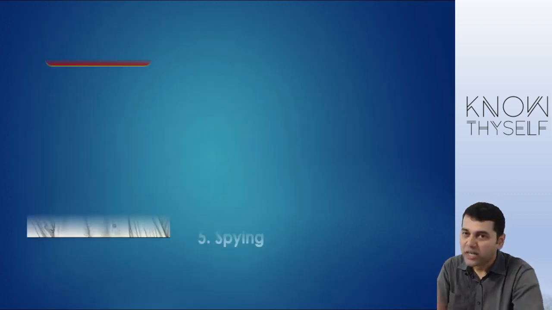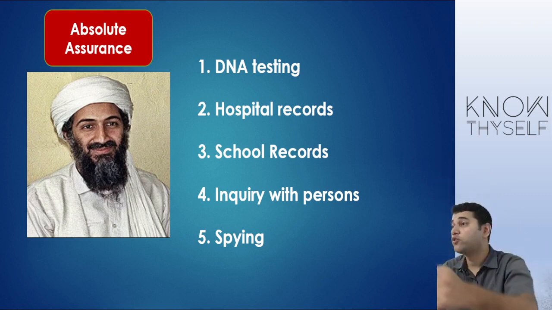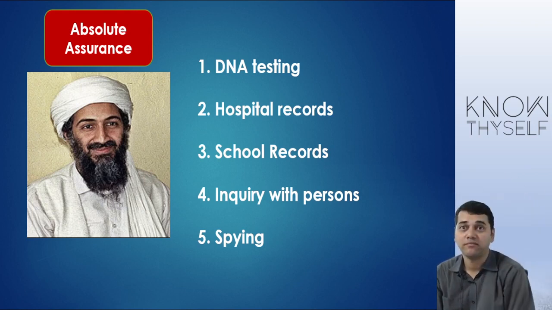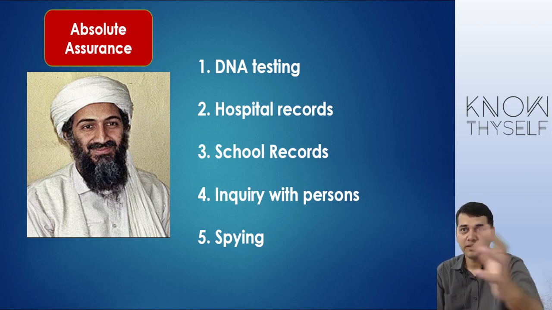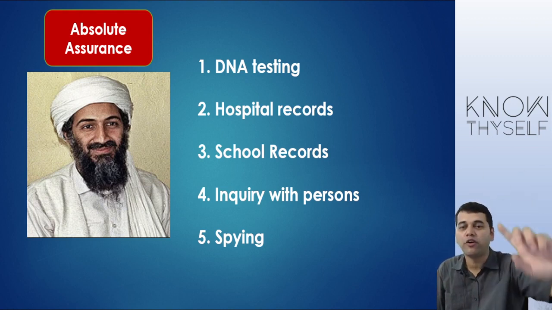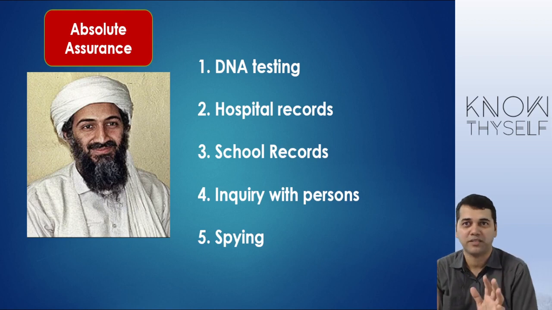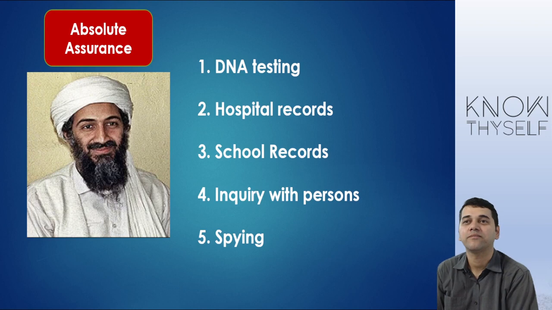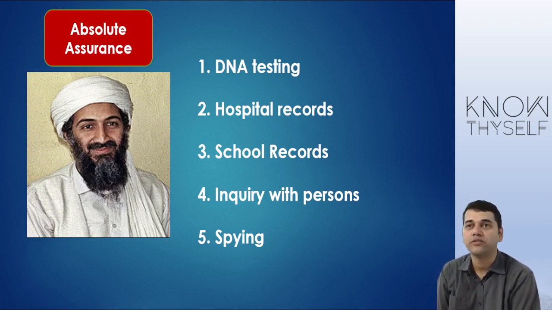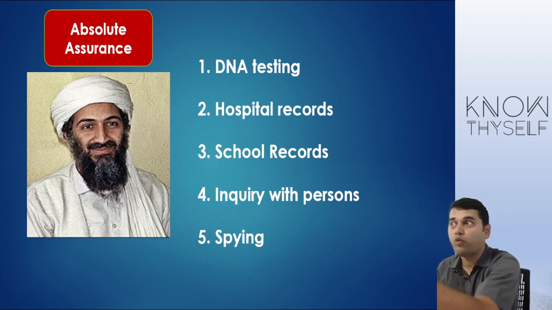Okay, now if you want absolute assurance, what do you need to do? First of all, you have to catch a flight to Afghanistan. Go there, go to the hospital, get the DNA samples, go through the hospital records, the school records, and do interviews. Then you will say, sir, I don't want this much trouble. Who wants this absolute assurance? The USA wants it, because they want to kill him. It should not happen that they go and kill some wrong person.